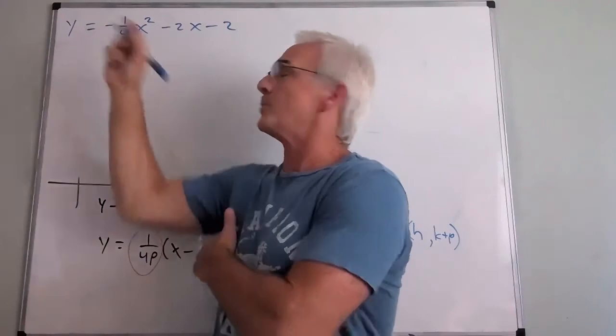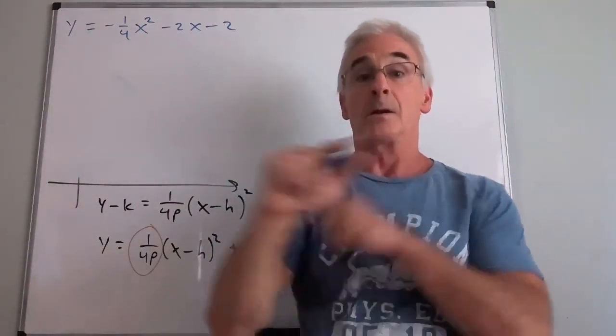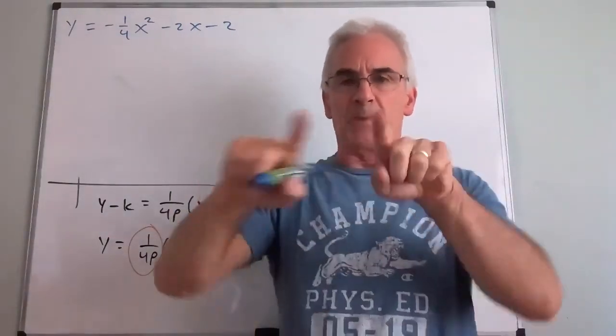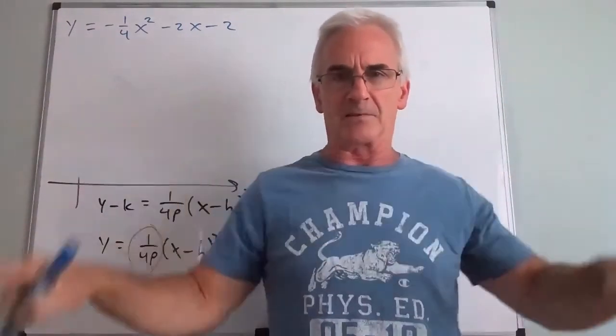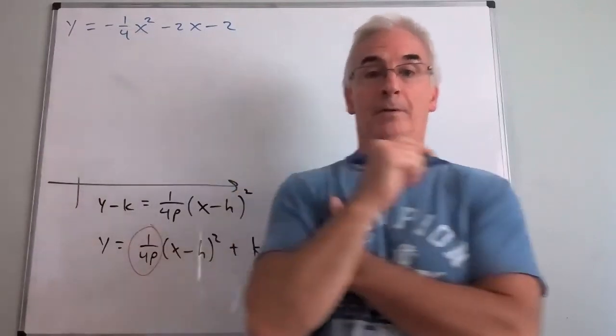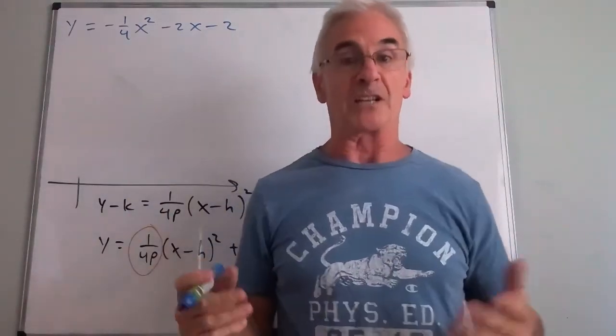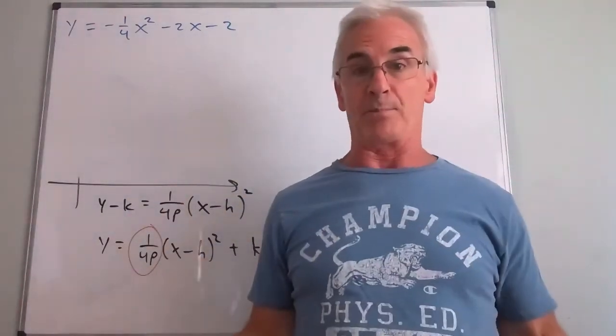What absolutely do you know about this parabola? It opens downwards, negative 1/4. Is it going to be really fast and skinny, or slower moving? Slower moving, because it's 1/4 as opposed to a large coefficient. So I know it's going to open downwards, kind of slow moving. What I don't know is where on the XY plane it is.